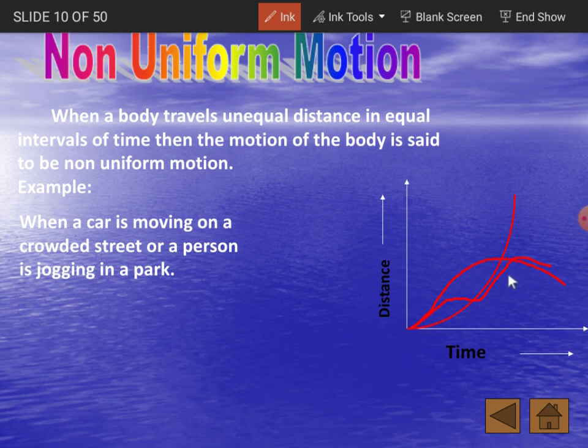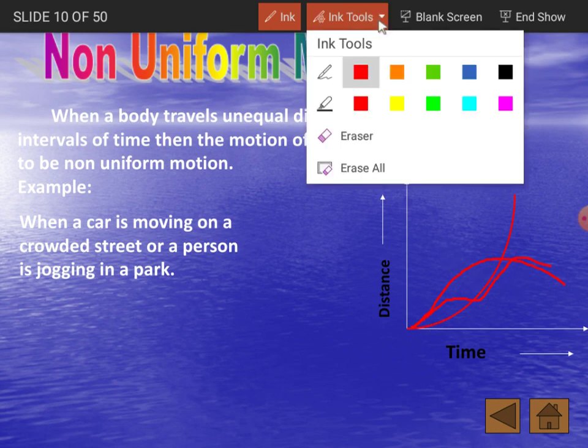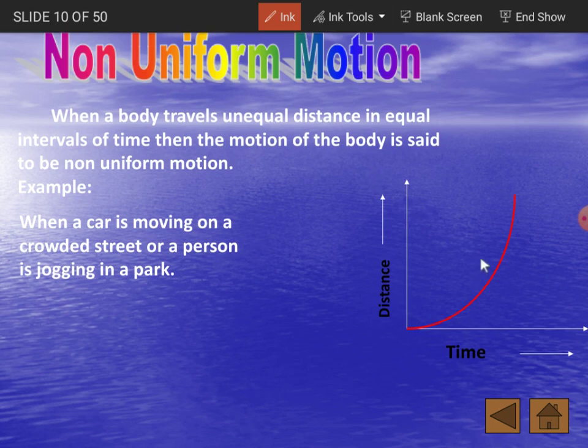Such type of graph we will call as representing non-uniform motion. You should not think that only this type of graph represents non-uniform motion. It may be zigzag, it may be curved downward, it may be a little bit curved like this, and it may be going like this, and it may be straight in this way. Such type of graph which is not a straight line passing through the origin will represent non-uniform motion. Okay? Yes.